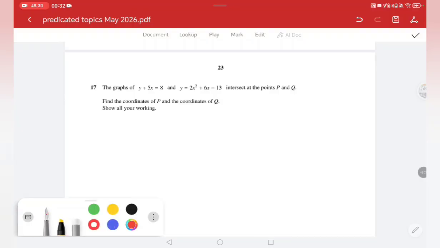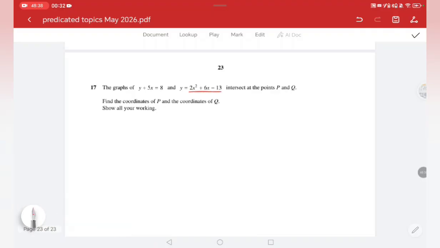But now find just the coordinates of the points. So if you want to find the coordinates of the 2 points, take care. This is y, right? So you may substitute here. So remove this y, substitute 2x squared plus 6x minus 13, plus 5x equals 8. So this is y.